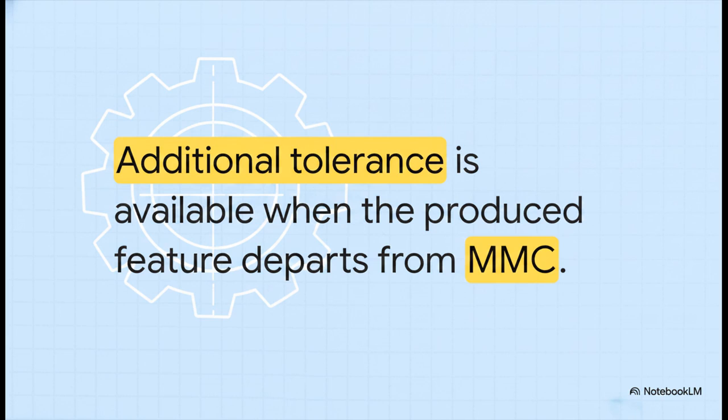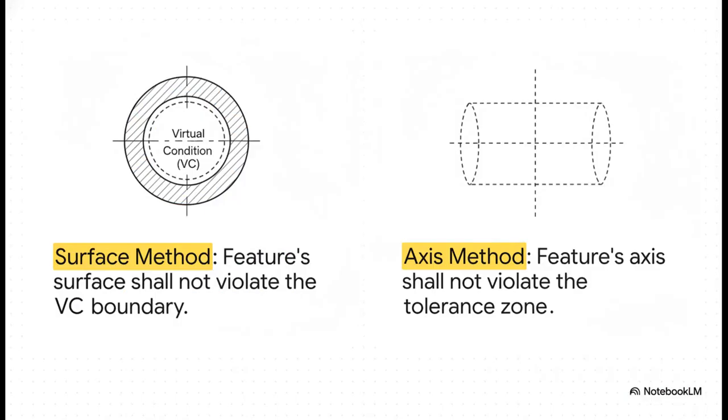The correct answer is B. Additional tolerance is available. If you got that, awesome job. This introduces that beautiful concept we all know and love on the shop floor, bonus tolerance. This is a perfect illustration of paragraph 5.9.4. When a geometric tolerance is applied on an MMC basis, your allowable variation actually depends on the feature's departure from its MMC size. And you can figure out this extra tolerance using either the surface method or the axis method.